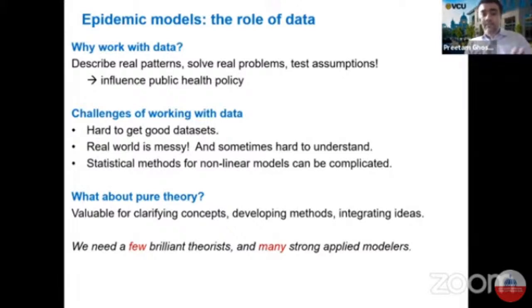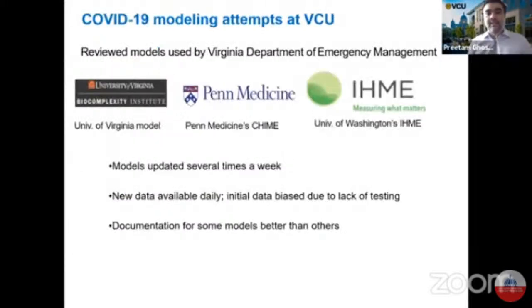Now, there is another set of people who are working on pure theory for epidemiological models. They are also useful in giving us qualitative understanding in terms of understanding the concepts, developing methods, and integrating ideas, right? However, you will have to go out to the practical field, the practical playing ground, to be able to make proper policy level decisions. Okay? So overall, for the epidemic models landscape, you need only a few good theorists, brilliant theorists, let's say, but many strong applied models.